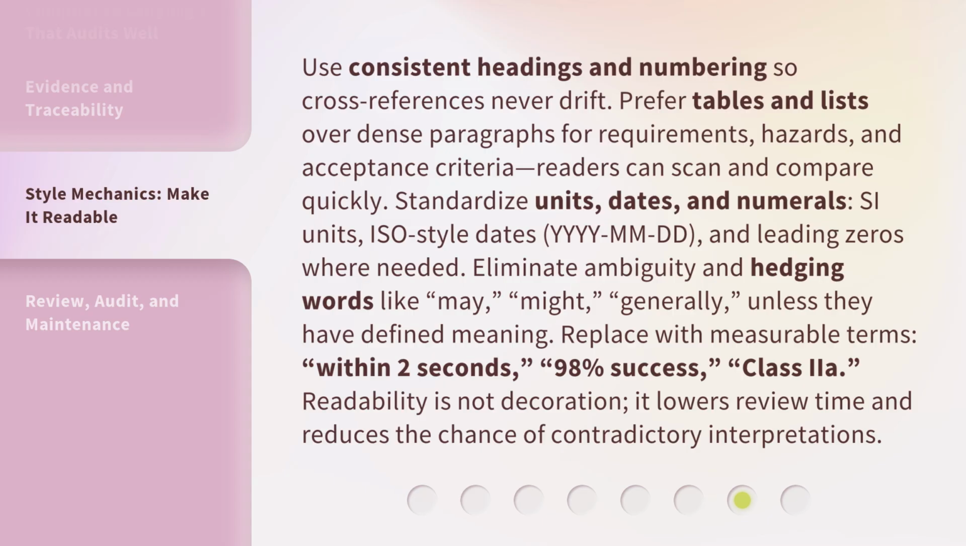Eliminate ambiguity in hedging words like may, might, and generally, unless they have defined meaning. Replace them with measurable terms: within 2 seconds, 98% success, Class IIb. Readability is not decoration. It lowers review time and reduces the chance of contradictory interpretations.